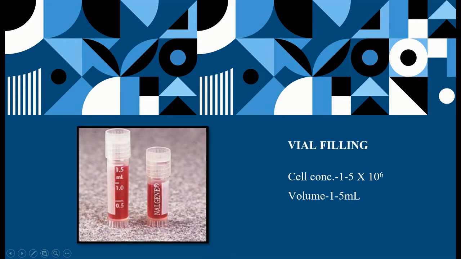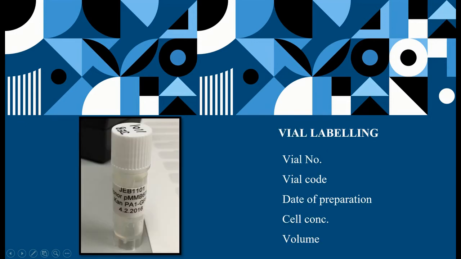So next comes the vial filling. If you see in the figure, there are two vials, one of 1.5 ml and another of 1 ml. According to our need, we fill the vial with the required cell concentration. Here the cell concentration is 1 to 5 million cells in 1 to 5 ml of media. So the concentration of cells is 1 to 5 million and the volume is 1.5 ml. Now comes the labeling.